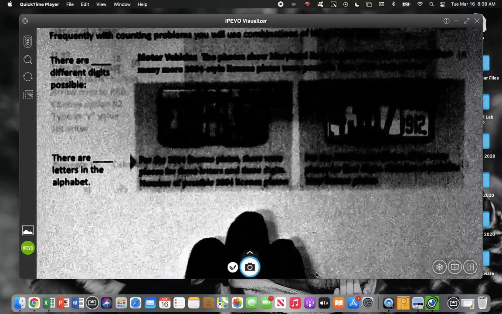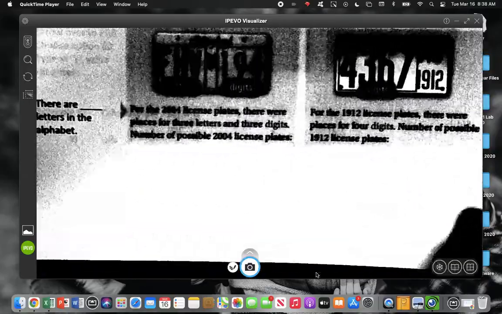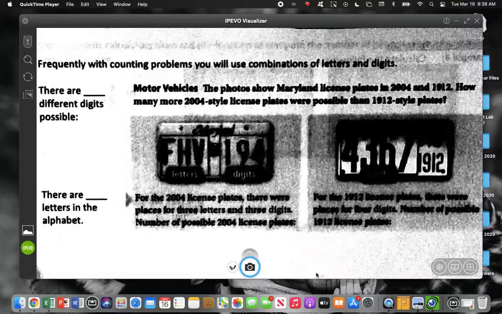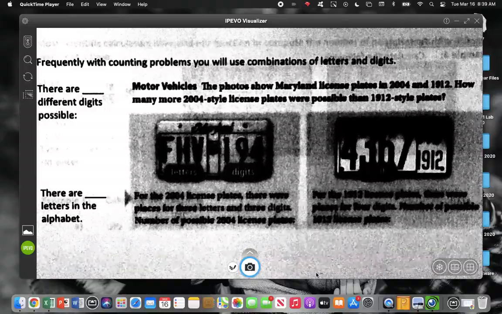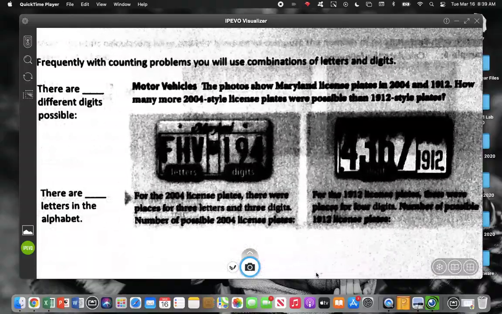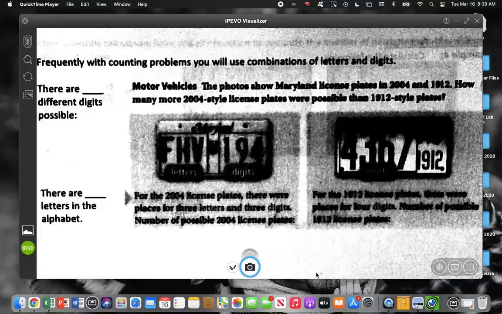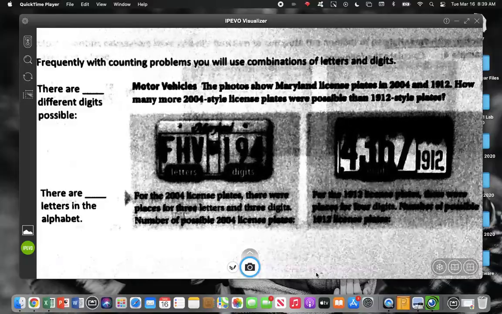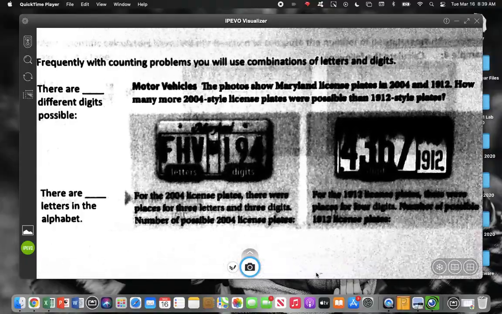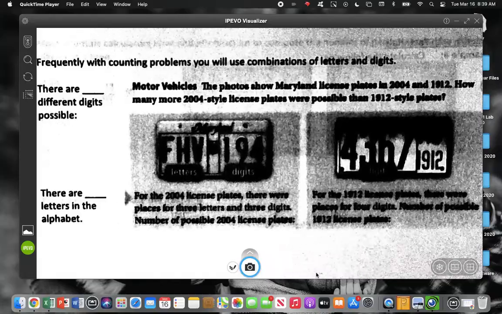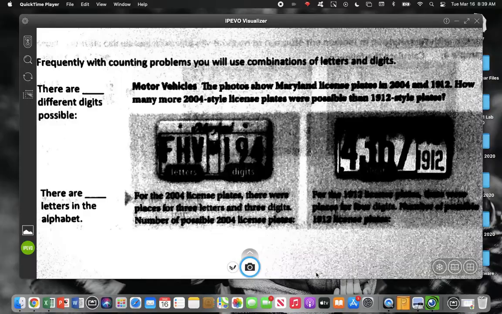All right, why is that not showing up? It looked fine earlier. All right, so let's talk about license plates for just a second. I'm sorry that the license plates are not showing up as well as they should. But this is talking about the different ways that you can create license plates. We have two different styles here, a 2004 style and a 1912 style.